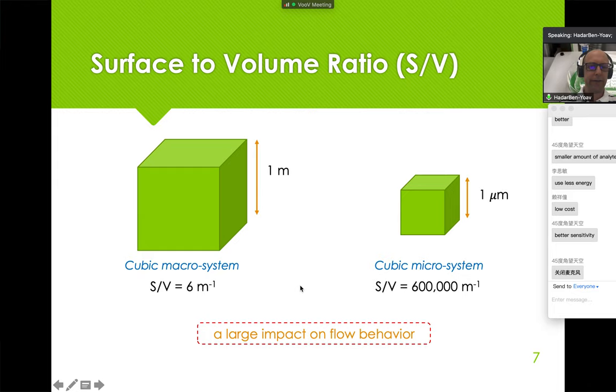So that's why the barrier of the flow, if you have the flow itself, which is the green cube, whenever it touches a surface, such as the channel's wall, has a huge impact on the flow behavior. Any questions on this slide?